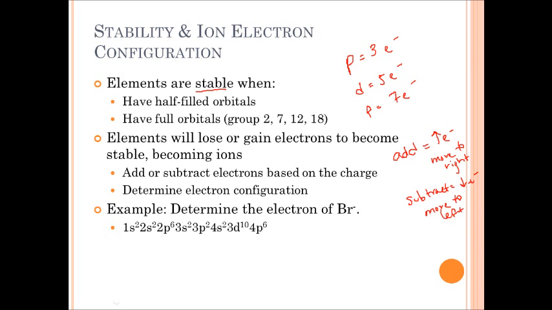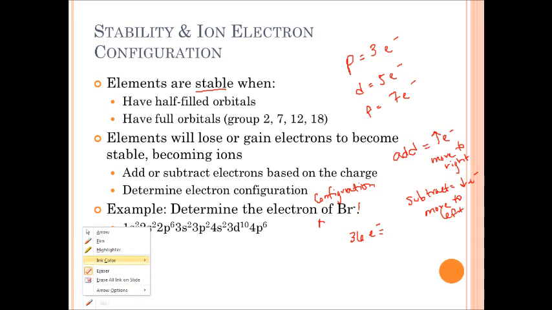Alright, so if we're going to do an example, let's find the electron configuration of bromine, and in this instance, bromine -1. So we're going to move 1 to the right of bromine, which will become 36 electrons, and that will be the same as, not argon, excuse me, krypton. So it's the same as krypton. Alright, so we go through and we keep going.